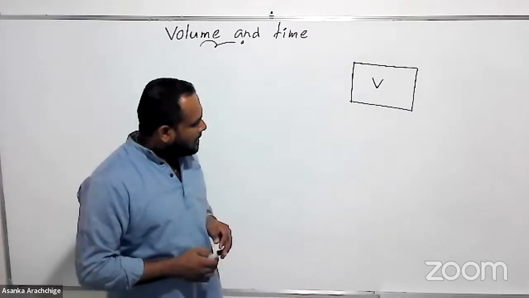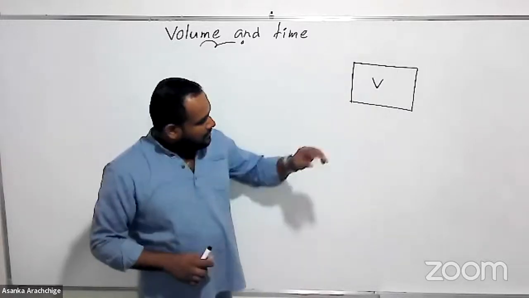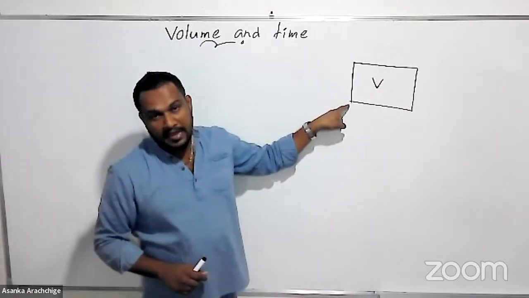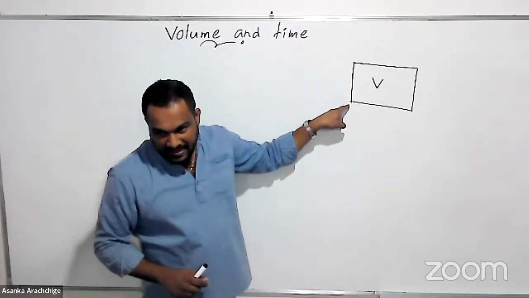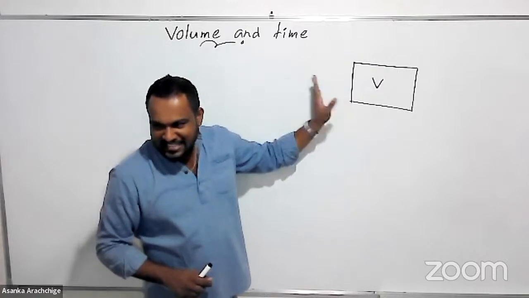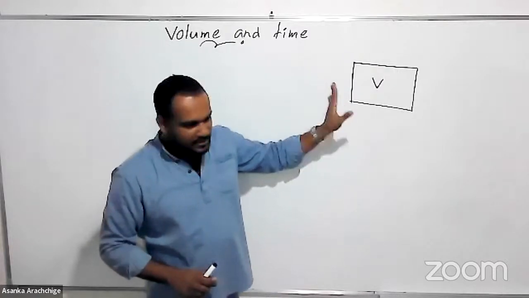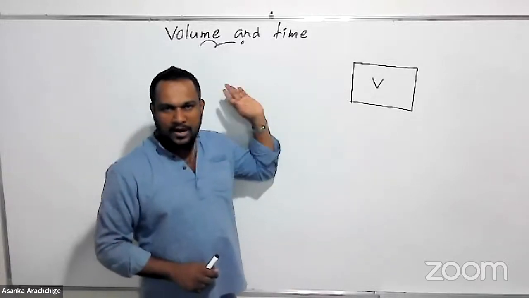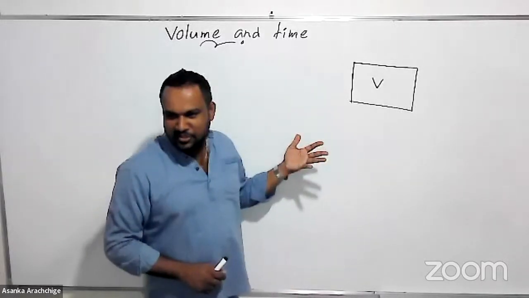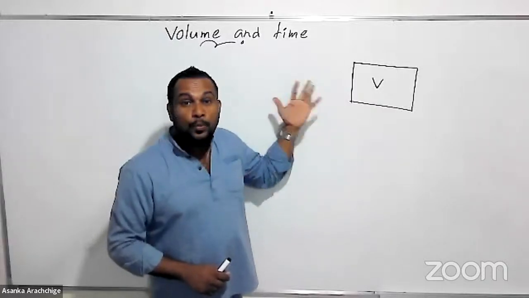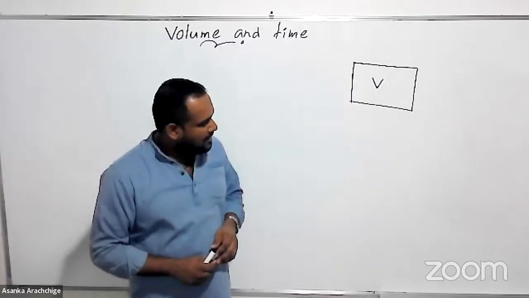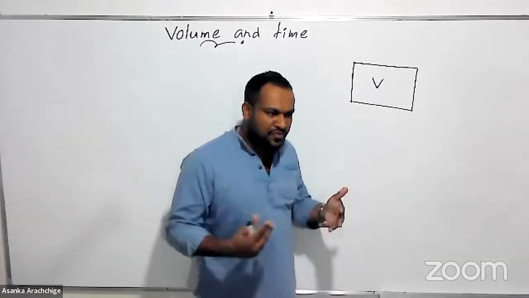Here I symbolize the capacity of this household water tank as V. V for capacity, which means the maximum volume this tank can hold. In the language we speak, the maximum volume it can hold. That is V.